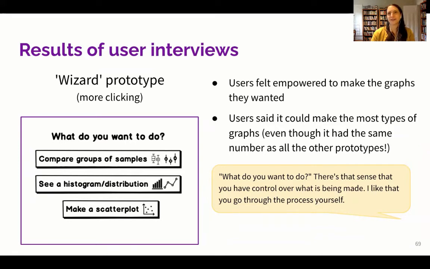And then also interestingly, users said that it could make the most different types of graphs, which was an interesting finding because it made the same types of graphs as the other prototype. They actually had the same exact functionality, but something about this wizard prototype made people feel like we had a lot more functionality.